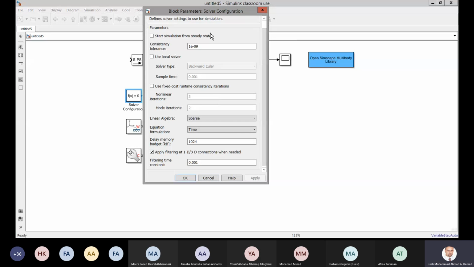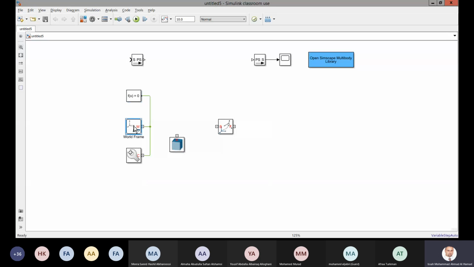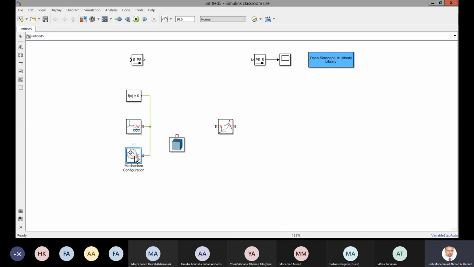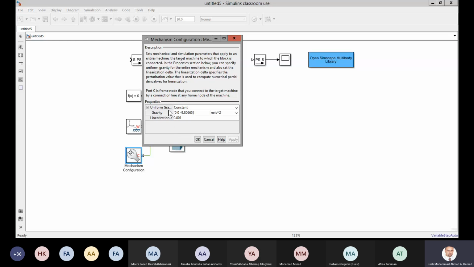You should know that it uses the ODE45 built-in function to solve the differential equation in mechanical systems. Now, this is the world frame. So you don't need to play with anything here. Actually, there is nothing to play with. And this is the mechanism configuration. You can, for example, change the value of G here. Now it is constant. You can make it variable, whatever. So we don't need to play with anything here as well.